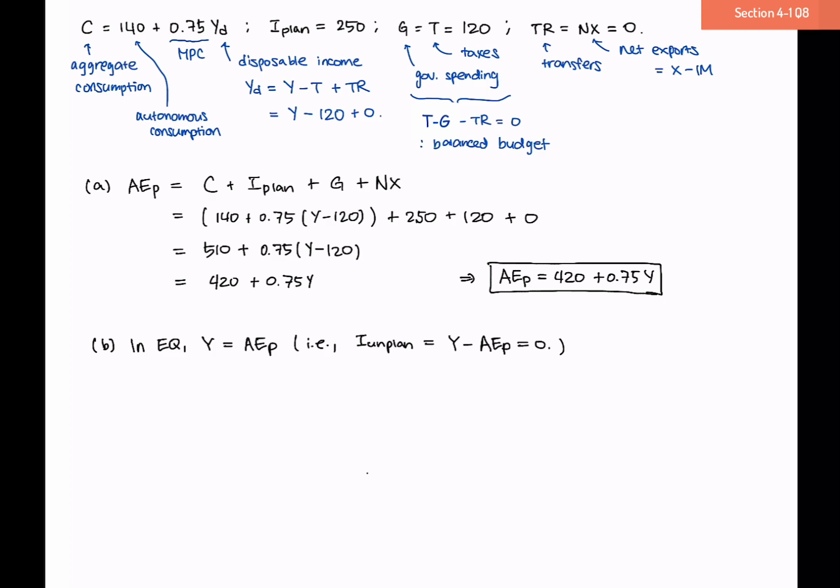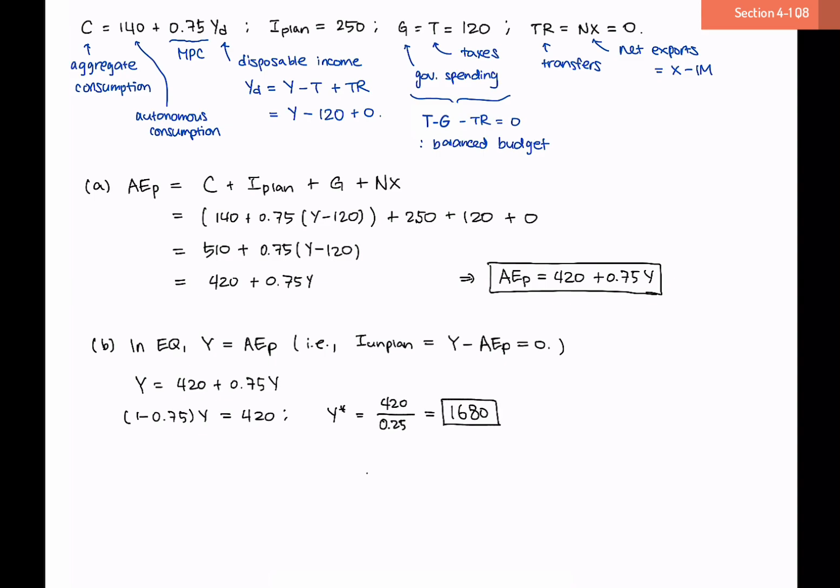So using the information we found on the planned aggregate expenditures in part A, we know that Y needs to equal our planned aggregate expenditures of 420 plus 0.75Y. We'll solve it for Y by subtracting 0.75Y from each side and then dividing both sides by 0.25, which gives us an equilibrium output of 1680. We'll denote this as Y star.